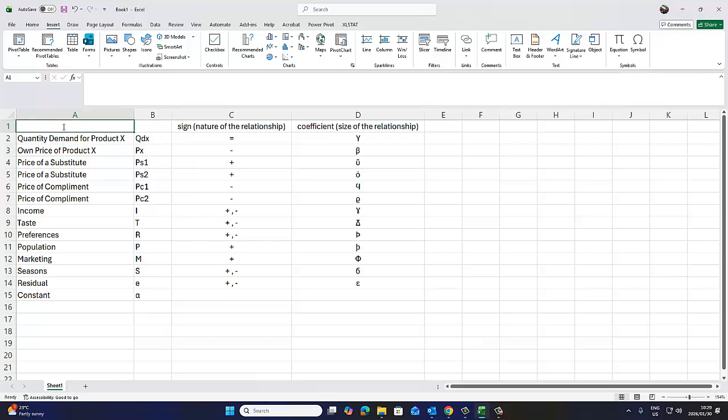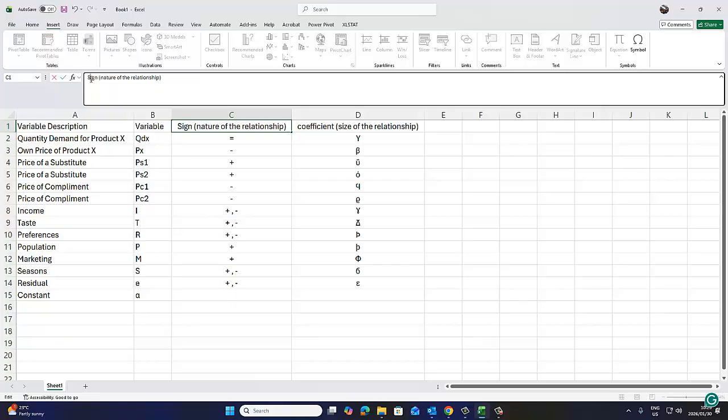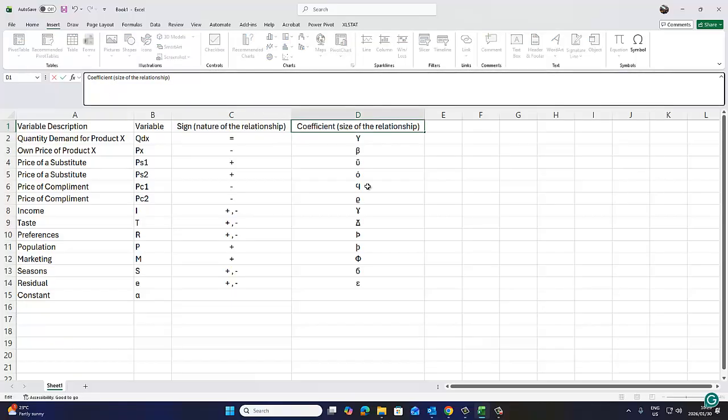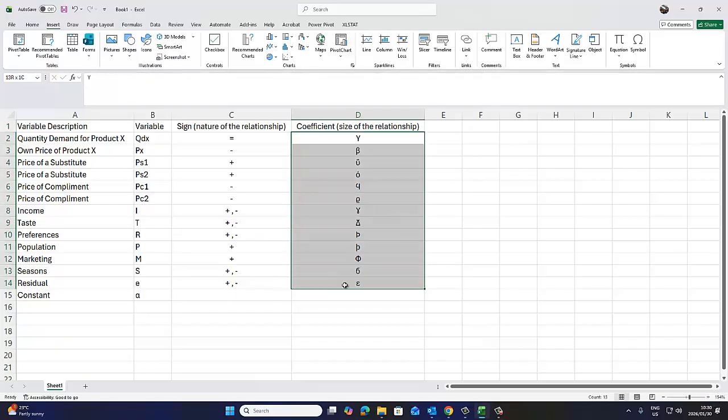So this is my variable description. This is my variable abbreviation. This is the sign of the variable, and this is the coefficient of the variable. Obviously, these are what we call unknown parameters. We have to go and estimate them.